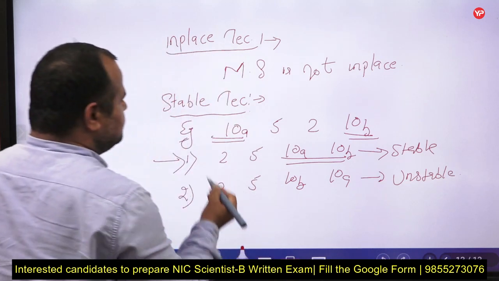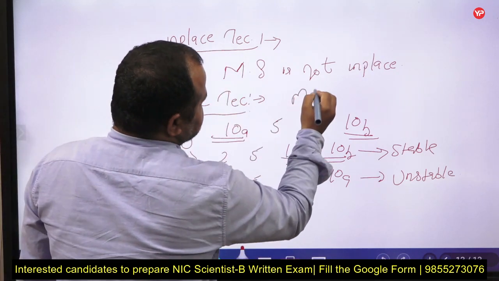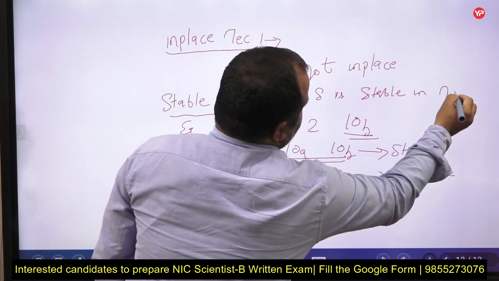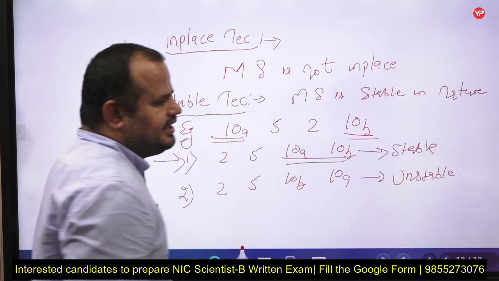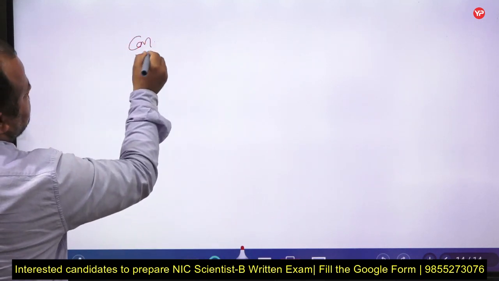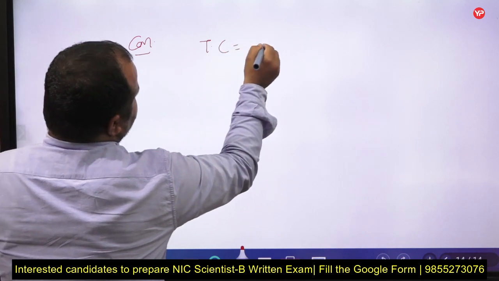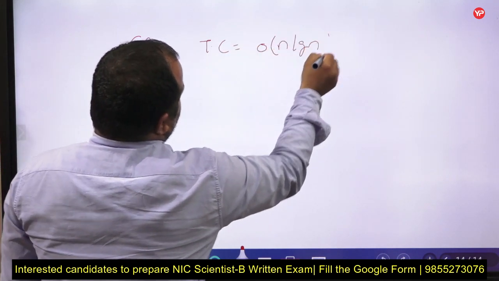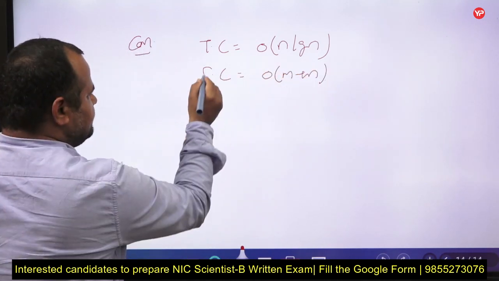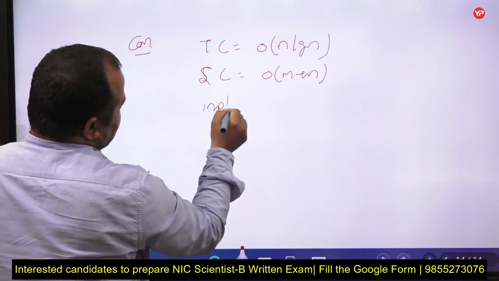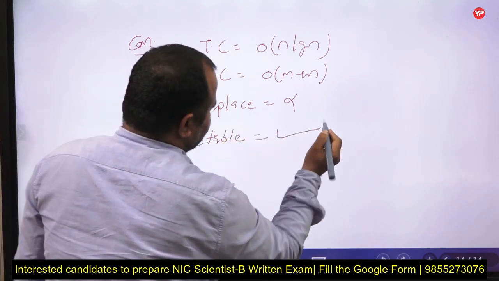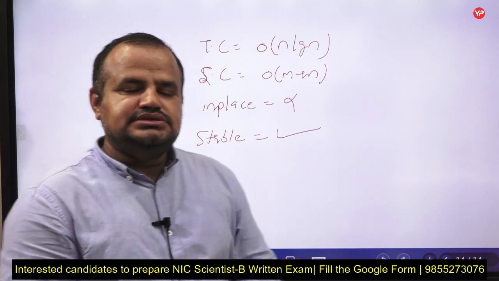Fine. So merge sort is what? Merge sort is stable in nature. Fine. If we move on to the conclusion part of merge sort, first is time complexity. Time complexity is order of n log n. What is space complexity? Order of m plus n. Fine. Is it in place? No. Is it stable? Yes. So these are the conclusion points regarding merge sort.